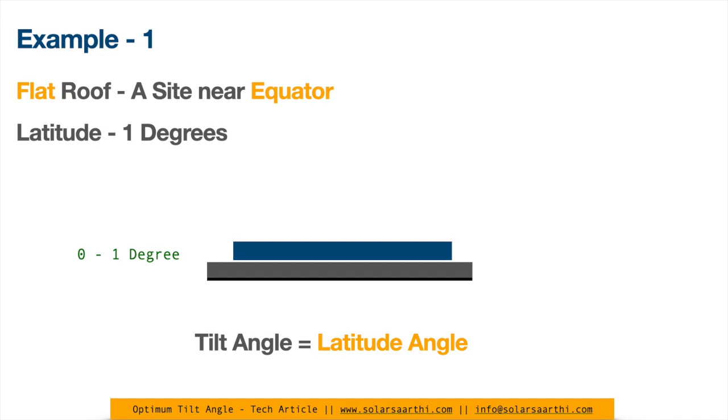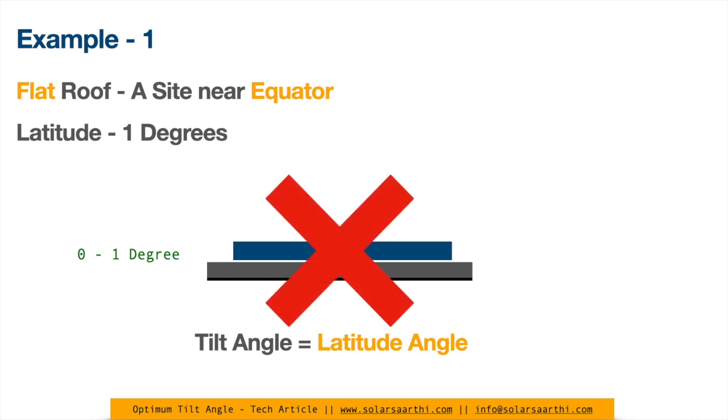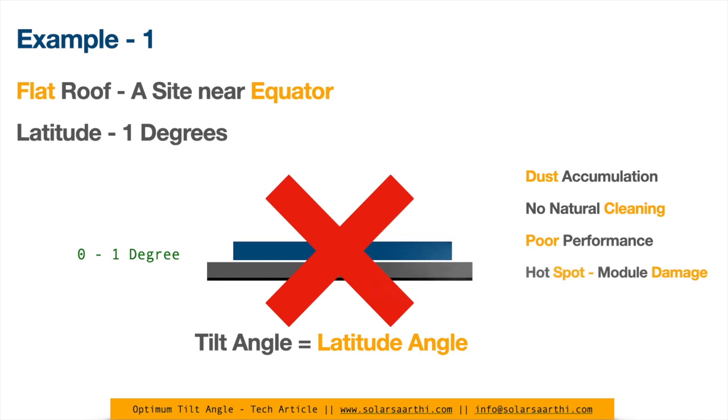Is that true? Again, no. This is not the correct way to do that. Because if we do that, the dust will accumulate over the modules because there is no natural cleaning, there is no natural slope. So even if the rain comes, the water and the dust will get stuck over the modules. Because of that dust accumulation, we will have poor performance of my solar PV project, and that may lead to hotspots on solar PV modules, and in the worst scenario will damage my solar PV modules.